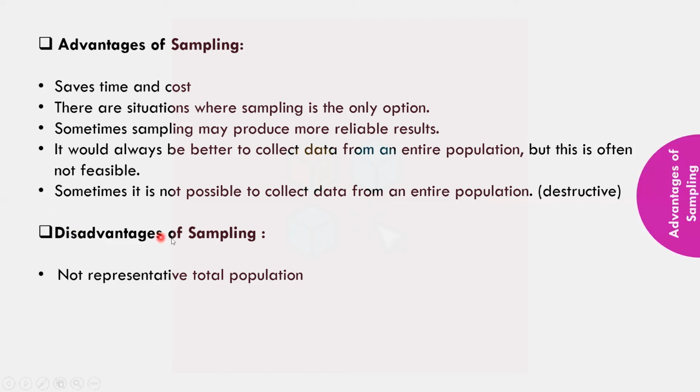The disadvantage of sampling is that it is not representative of the total population. The total population has so many observations, so many sampling units, and the results obtained from the population are exact, accurate, and good. But the results obtained from a sample, which are based on a small number of objects, are not as accurate as the population results.